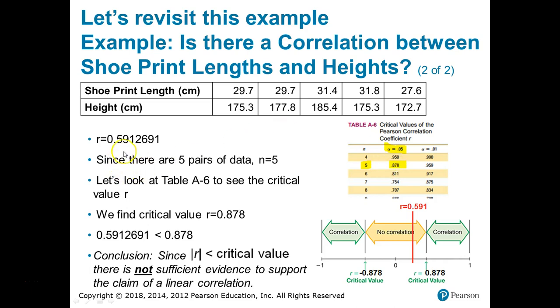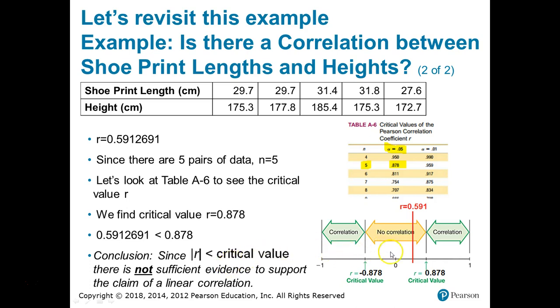Okay, so we calculated r to be 0.591. Our critical value is 0.878. Our r value is smaller than this value. So what does that mean? Uh-oh. Since the absolute value, and we only say absolute value because these are both positive and negative, but in layman's terms, since this r value is smaller than this value, it doesn't work. There's no correlation. If this r value was greater than this critical value, then we're in business. Then there's a correlation. So again, since the absolute value of r is less than the critical value, there is not sufficient evidence to support the claim of a linear correlation.